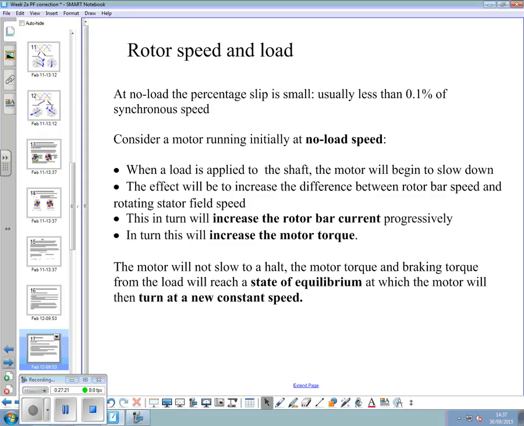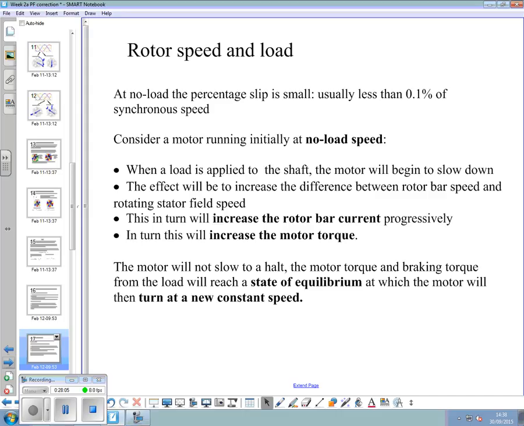At no load, the percentage slip is small, usually less than 0.1% of synchronous speed. Consider a motor running initially at no load speed. When a load is applied to the shaft, the motor will begin to slow down. The effect of that will be to increase the difference in speed between the rotor bar speed and the rotating magnetic field speed, which in turn would increase the rotor bar current progressively, which will increase the motor torque.